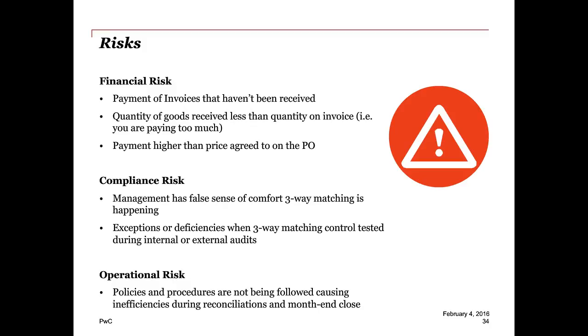Maybe the price on the invoice is higher than what you agreed to with your vendor on the purchase order. You agreed on paying $10 apiece for these items, and they ended up charging you 12. If you're not matching to that purchase order, you have no way of knowing that you are out of step with what you were expecting. Clearly, there's compliance risk: the risk of not following the controls that you're asserting to your external auditor, to your management, and to your audit committee, and dealing with the exceptions and deficiencies that tend to come across with those things. And then there's operational risk of just being slow, the inefficiencies of people having to go back and fix things and resolve those issues.